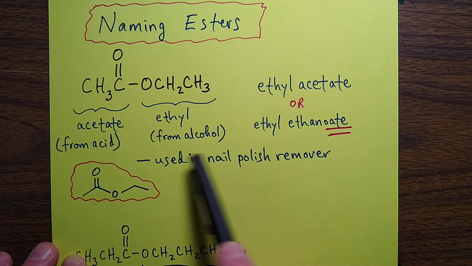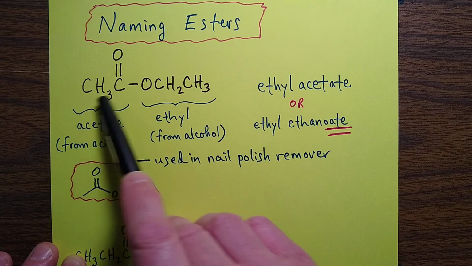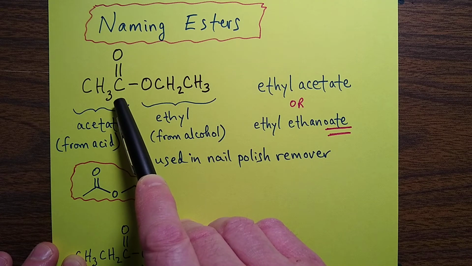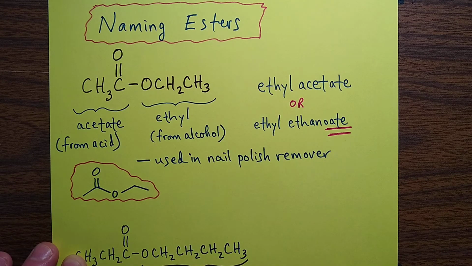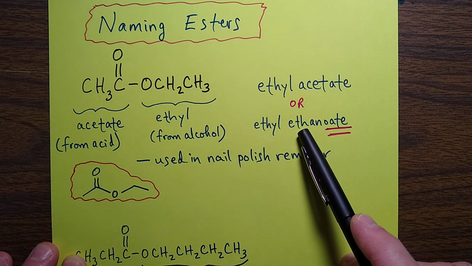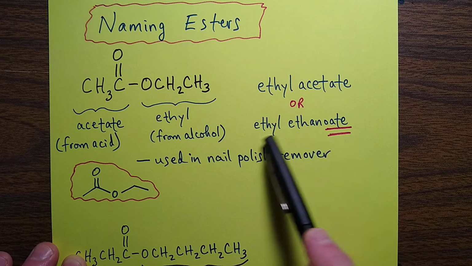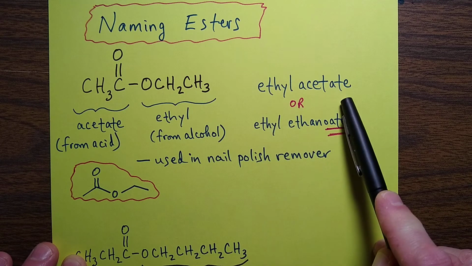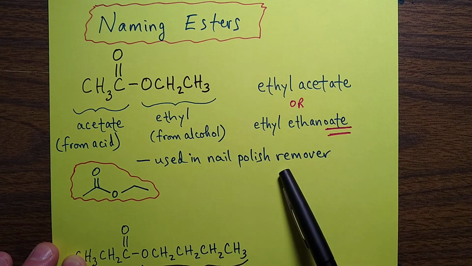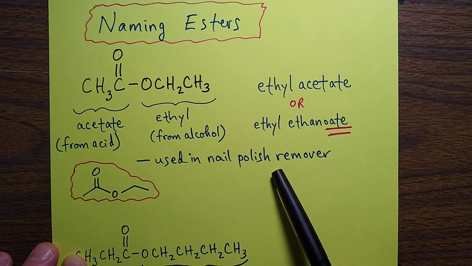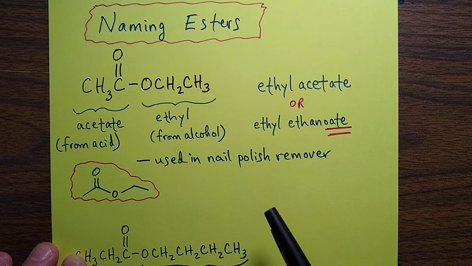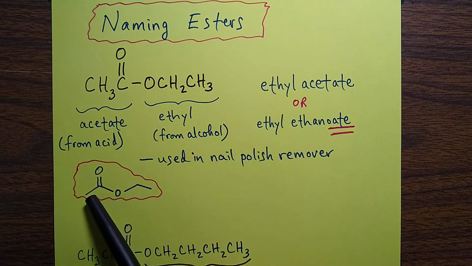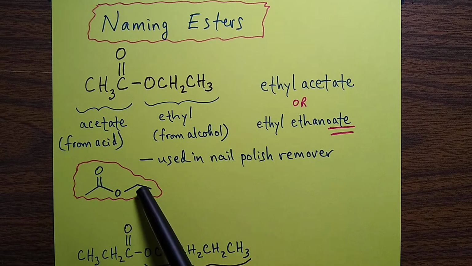But there's another name for this particular molecule because it's got 2 carbons in it. The other name for the acid is ethanoic acid because it's got 2 carbons based on the hydrocarbon, as you know, ethane. So we can call it ethyl ethanoate. This is the IUPAC name. This is the common name. If you've ever used nail polish remover, that's the smell. That very characteristic nail polish remover smell is the compound ethyl acetate. And here is the line drawing of it: CH3, C double bond O, CH2, CH3.